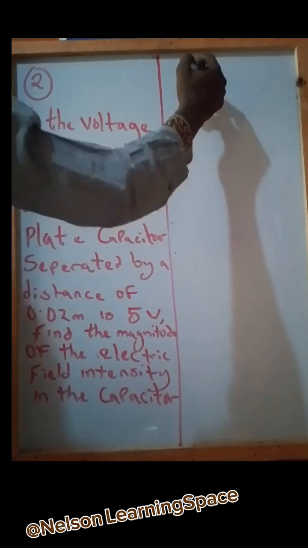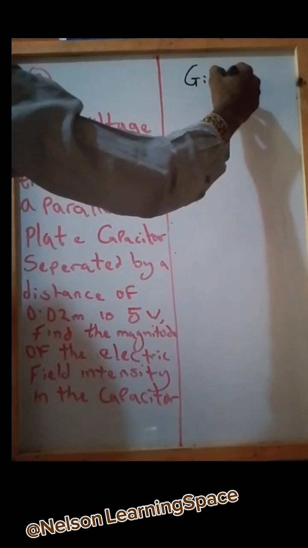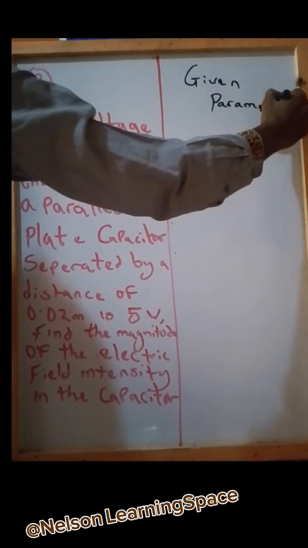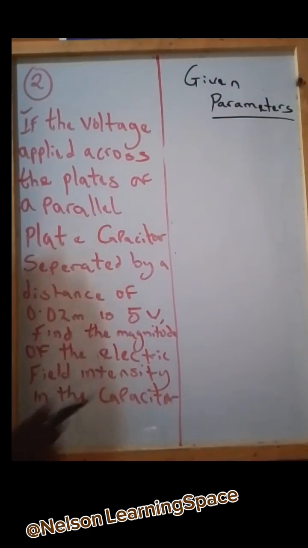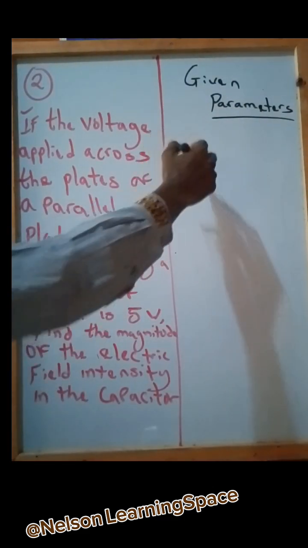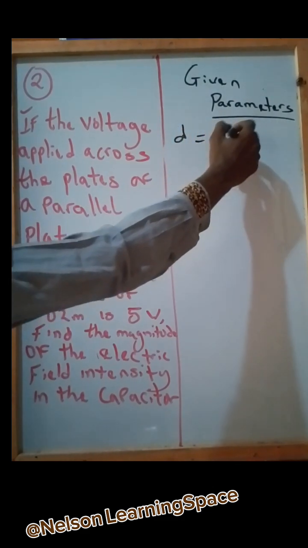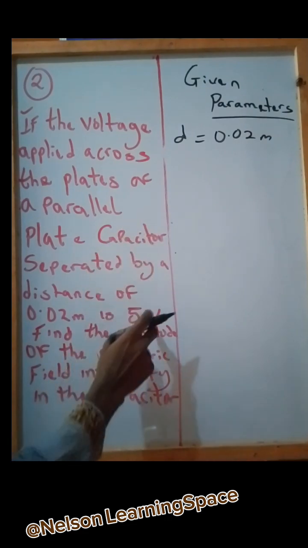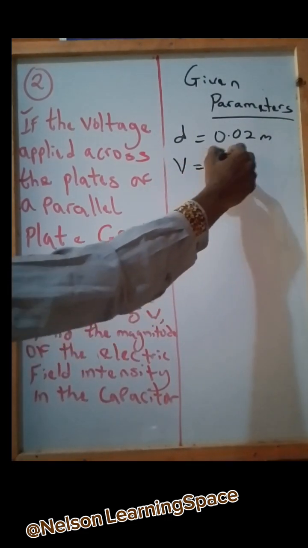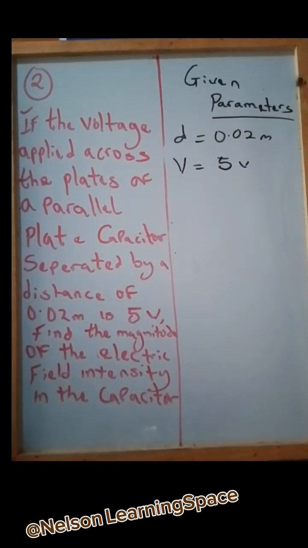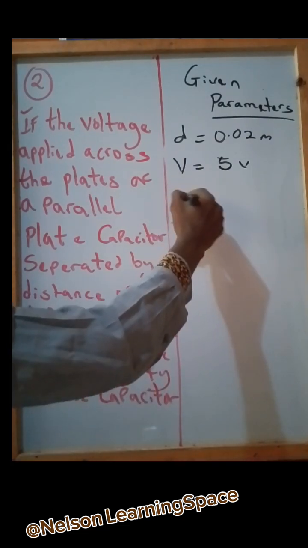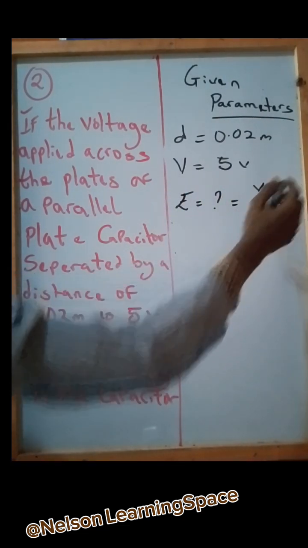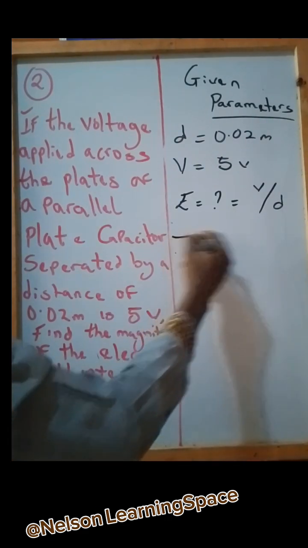Given parameters, we have distance, which is 0.02 meter. Then we have 5 volts, which is voltage, and voltage is what? 5 volts. Then the electric field intensity that we're looking for, E, which is missing. And what's the formula? Very simple formula, V over D. Tada, simple.